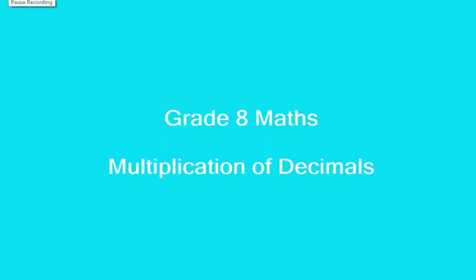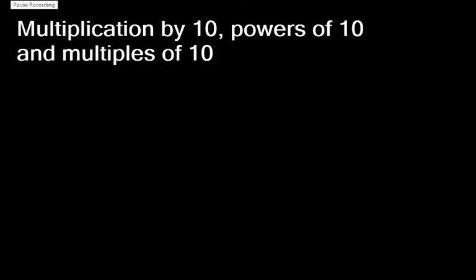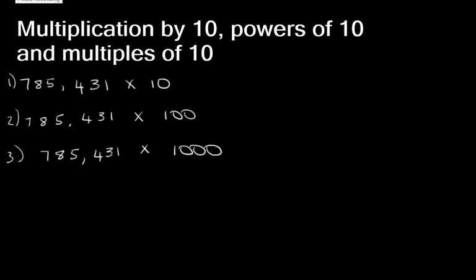Today we are going to be discussing the multiplication of decimals. Let's discuss multiplication by 10, by powers of 10, and by multiples of 10. Now when we multiply by 10, by 100, and by 1000, we need to move the decimal point. In this case, we need to move it over one place to the right because we are multiplying by 10.